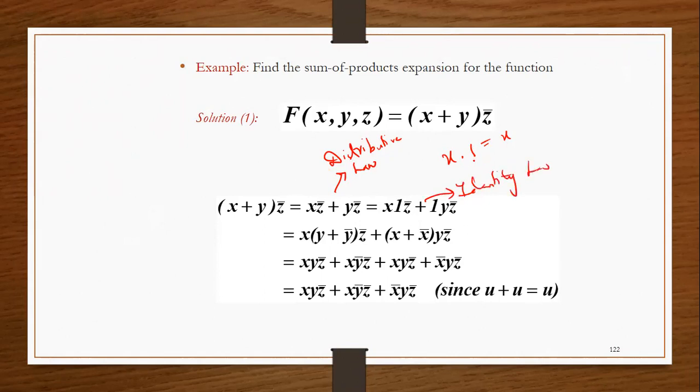Now instead of 1, I can replace it with y plus y bar, since I want to introduce the y term in this one, and here I want to introduce the x term because it is missing. So this will be your unit property. That is, if you remember, I said unit property and zero property are both negation laws. That, and then we multiply x, y, z bar. So this again will be your distributive law.